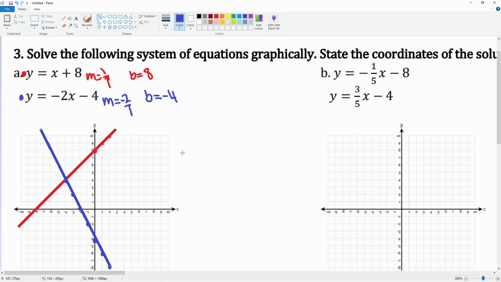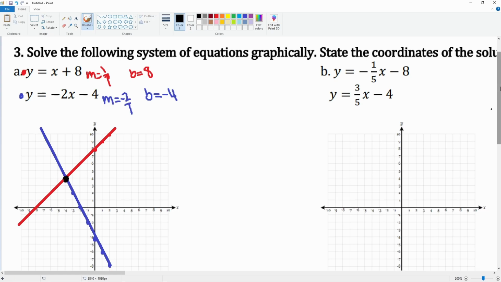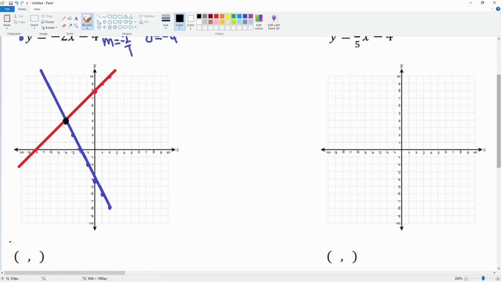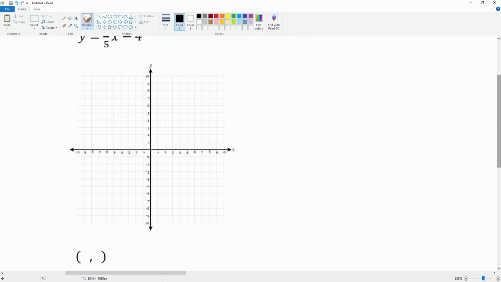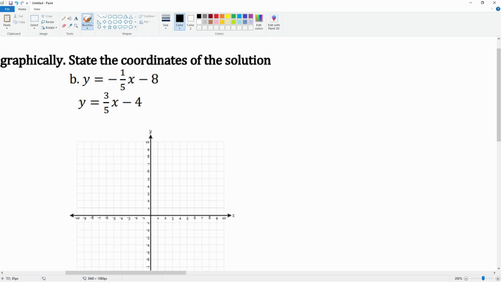Once I connect my line, I realize that this is the intersection. So I can say that the solution here would be (-4, 4), the solution for this system. Next, we have this for B.